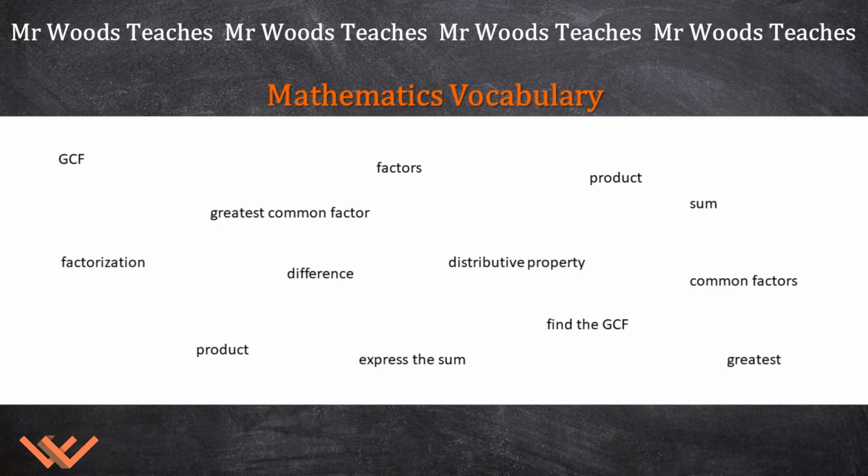What factors are, what a product is, sum, common factors. What does greatest mean? Express the sum, product, factorization, difference, distributive property. These are things that you need to stop, pause this, write one at a time down, look it up, write down the definition, and write 1 to 2 examples so that it gets into your mindset inside of that composition book I've been telling you to have. You need to have that. It's separate from your math book. It's separate from your math notebook. This is your vocabulary reference.